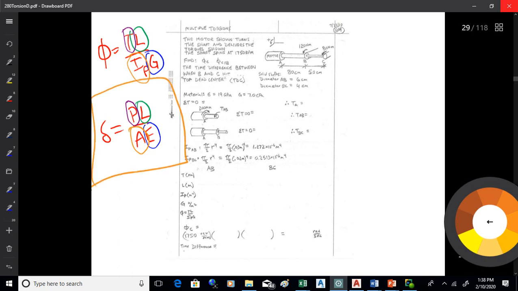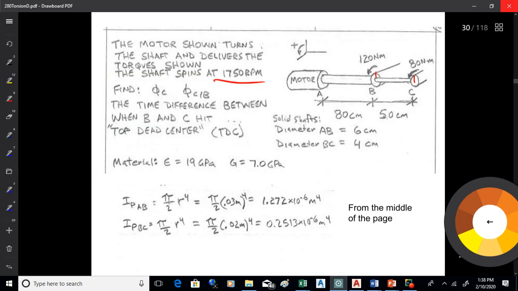So if you remember doing these multiple deformation problems, it's the same thing here. We're going to do the exact same thing. I even like to set up a table, as I showed you to do for those PL over AE problems. So for each section of the shaft, I'm going to have a different torsion, different length, different moment of inertia, and possibly a different modulus. Maybe not, I guess they both have the same modulus, but it's the same idea.